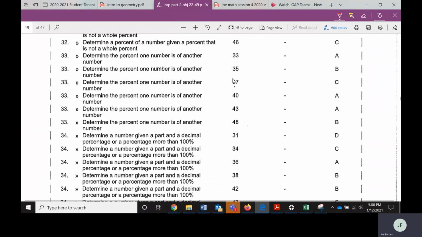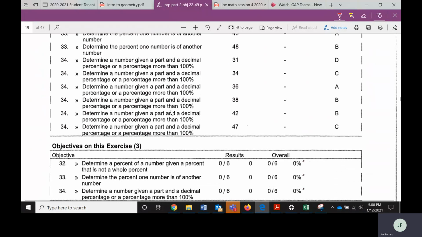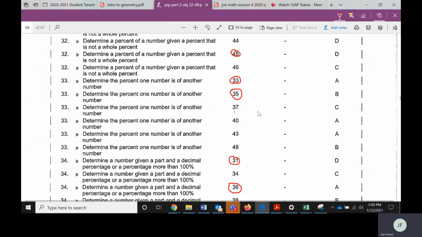We did 33 and 35. So if you're going to do 37, 40, 43, or 48, look at those two. And then we did 31 and 36. So if you're going to do 34, 38, 42, or 47, look at one of those two. Okay. All right, so copy those down in your packet.